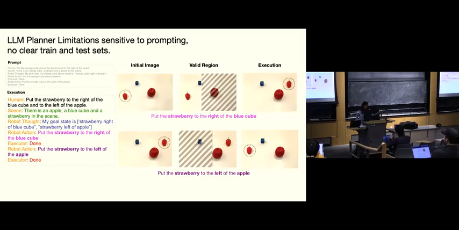The difficulty is that, imagine the human now tells you, put the strawberry to the right of the cube and to the left of the apple, right? If we follow the previous prompting idea, then I can say, take the strawberry and put it now. The first thing to do is put it to the right. And then you put it to the left. And then you put it to the right and you put it to the left.